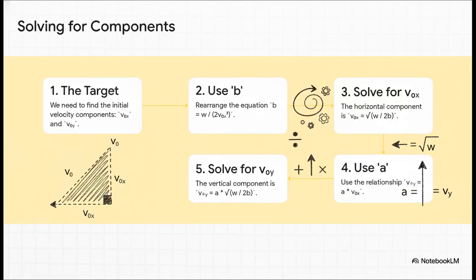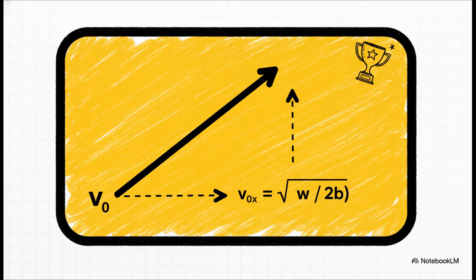So let's solve for the pieces of that initial velocity. We'll start with our equation for b, since the only unknown we need in there is the horizontal velocity. With a little bit of rearranging, we can isolate it. And now that we have the horizontal part, we can use our a equation to find the vertical part super easily. And there you have it. That's our answer. The initial velocity of the particle, expressed completely in terms of the constants a, b, and w that we were given in the first place.